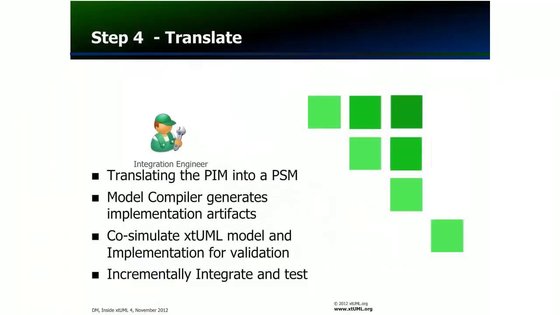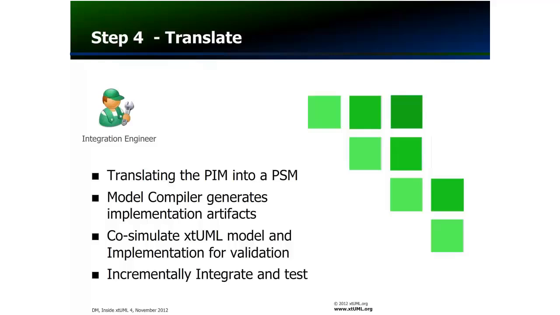The fourth and final step of the xtUML process is the translation of platform-independent models into a platform-specific implementation. This translation is performed by a model compiler that is constructed to be aware of the attributes of the target platform. The translation produces the implementation artifacts, everything that is needed to integrate and assemble the final product. As part of this activity, system-level testing should be performed, and co-simulating implementations in the same system context is a strong final check.